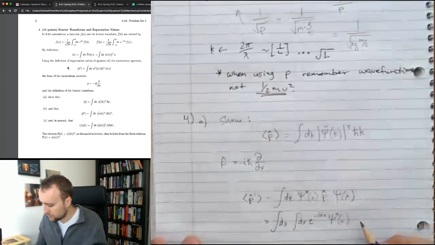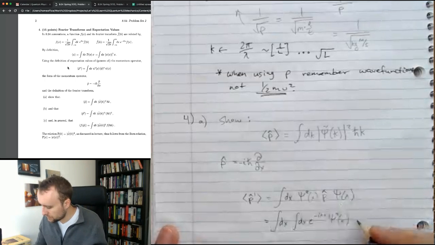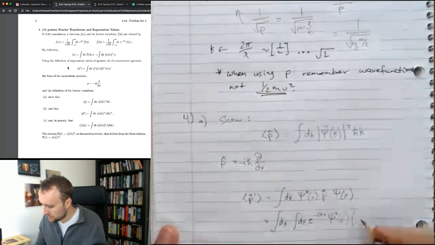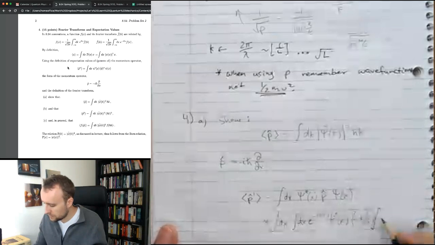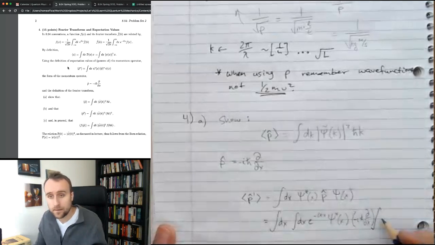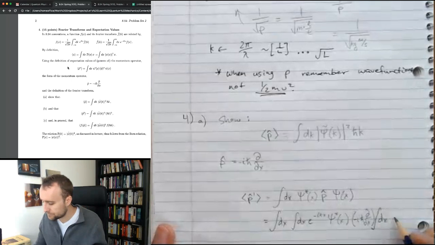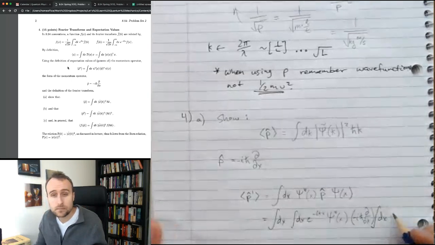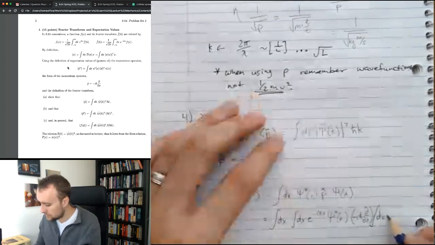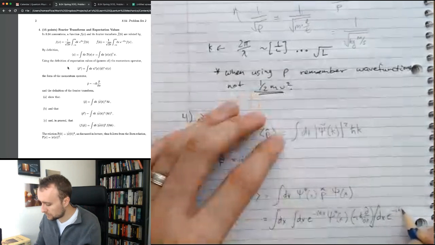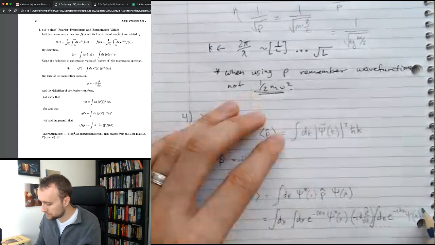And then we're going to have, substitute this out, times negative i h bar derivative with respect to x, integral with respect to x. Again, e to the negative i kx psi of x.